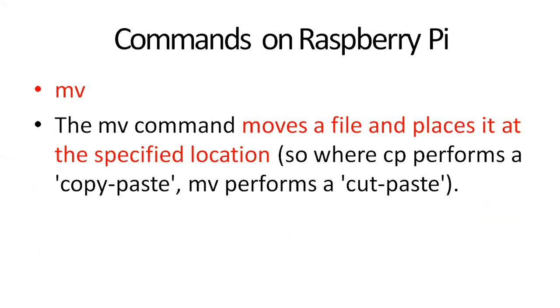Here mv is just like a move. Copy command means the previous data still exists, but move means the previous data does not exist. The move command moves a file and places it in a specified location. So cp performs a copy and paste, and mv performs a cut and paste. Is it clear or not?